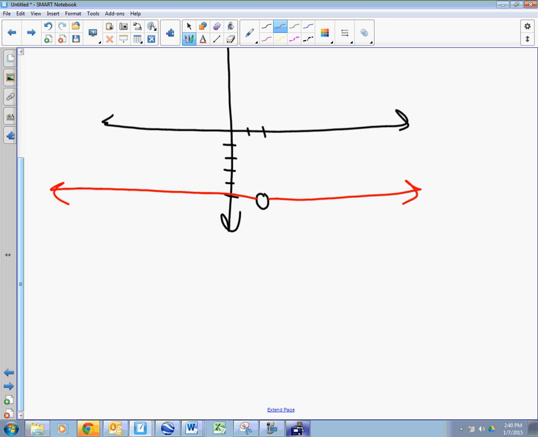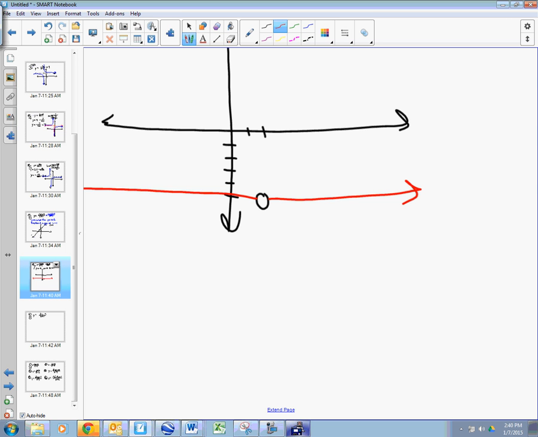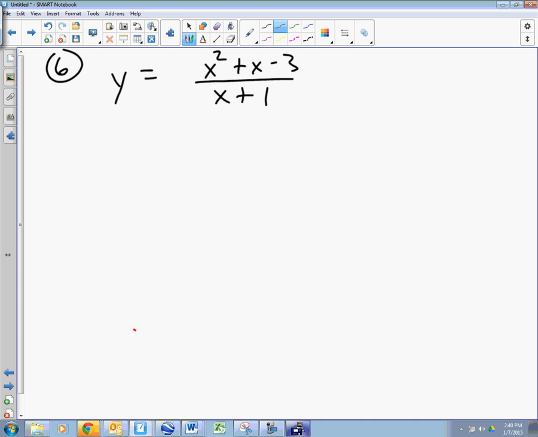You good? Okay, so one more problem. I got 6 problems I want you to work on for assignment. This last one, x squared plus x minus 3 over x plus 1. Yeah, well, I'll try to flip to there.